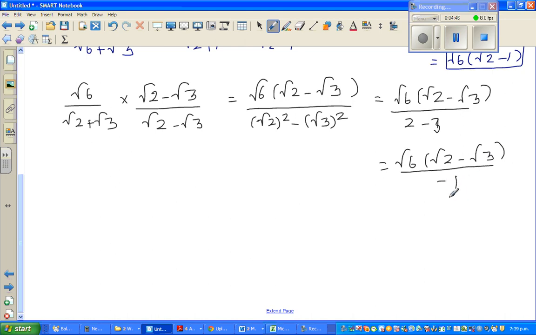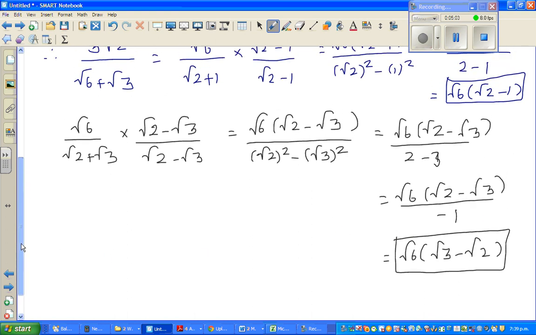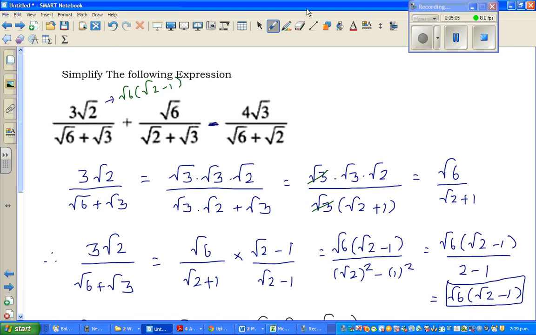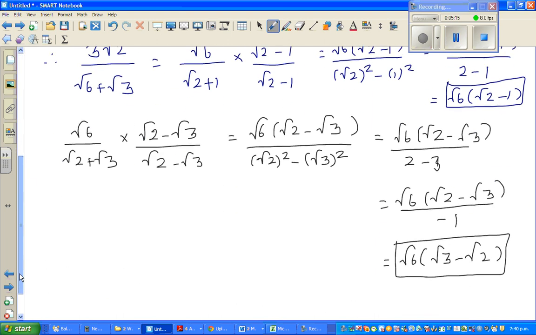Now to take care of this negative 1, I don't want this, I can flip this over. So this simplifies to root 6 times root 3 minus root 2. So this is the simplified form of the second form. Let me use a different color of blue for this: root 6 times root 3 minus root 2, which is the simplified form of the second.